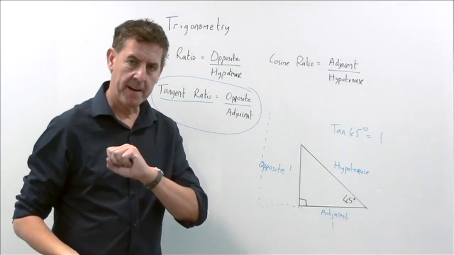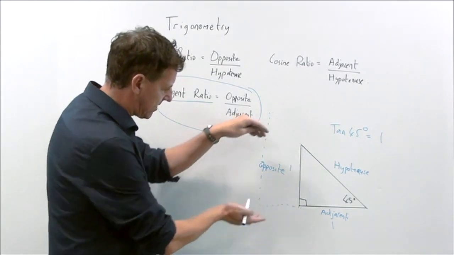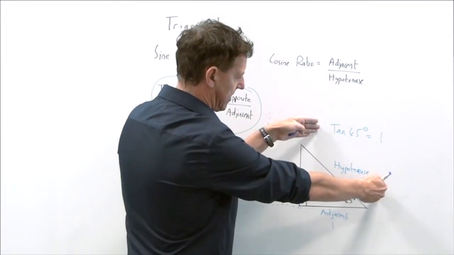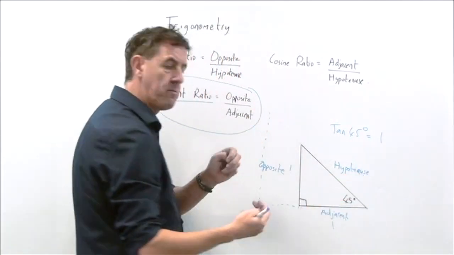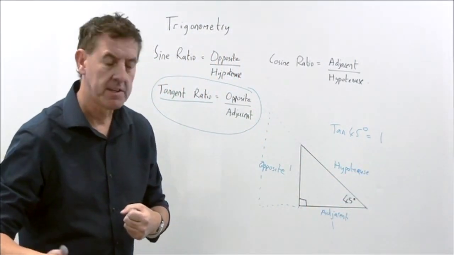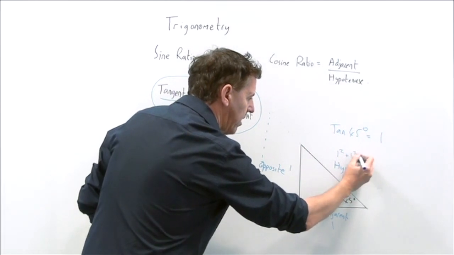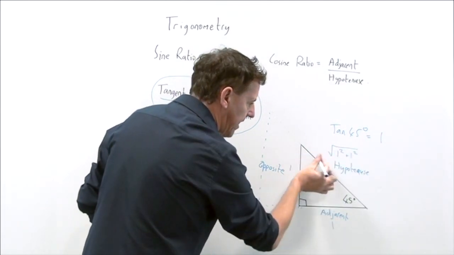But if I do a bit of Pythagoras just to show you, remember that squared plus that squared fits perfectly into that square. And then we square rooted when we did the Pythagoras lesson. So what we're doing here is 1 squared plus 1 squared, square rooted gives me that length.